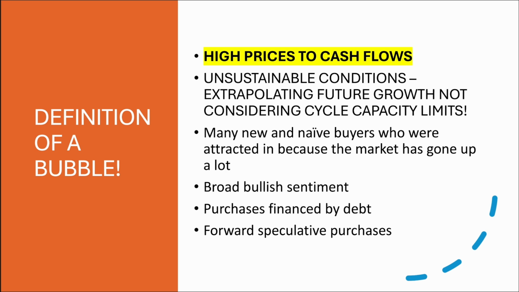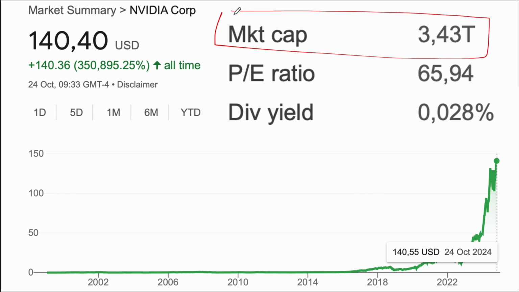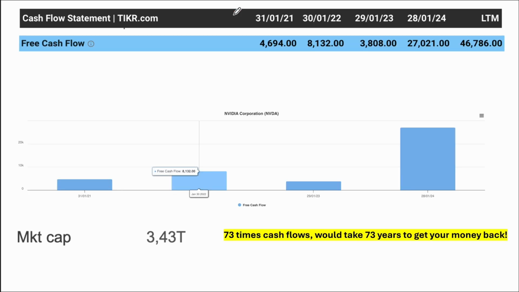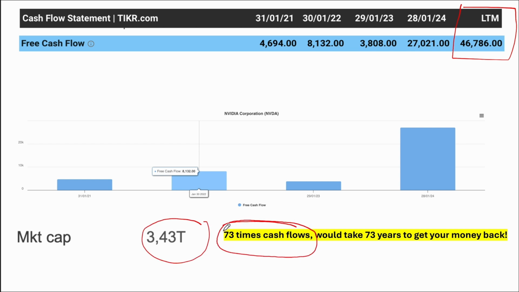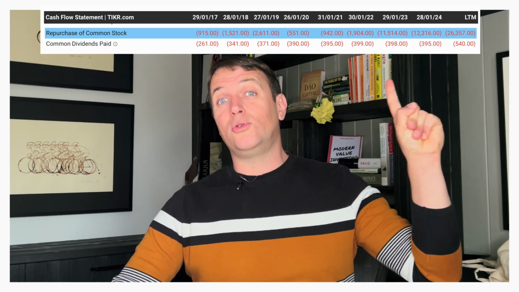The first factor is high prices to cash flows. If I look at Nvidia, I look at the market capitalization, 3.43 trillion, and I have to compare that to the cash flows. The last 12 months cash flows are 47 billion. If I calculate that compared to the market cap, we are trading at 73 times cash flows. So if you buy an Nvidia stock at current cash flows, it would take 73 years to get your money back.